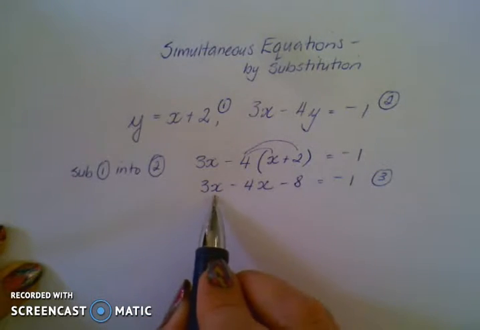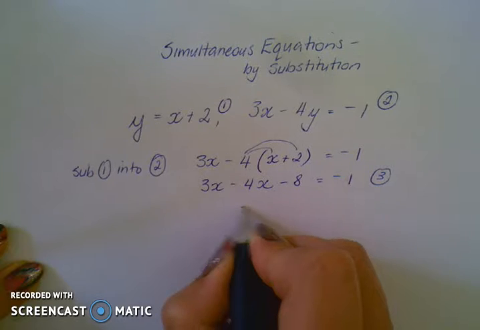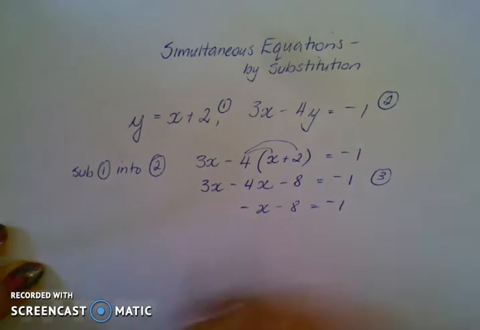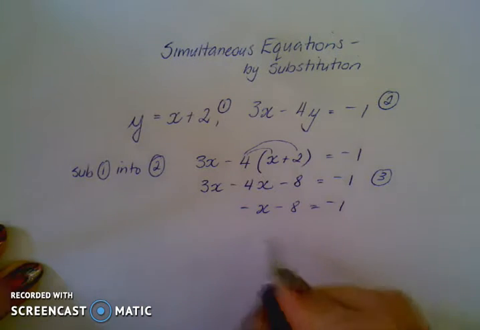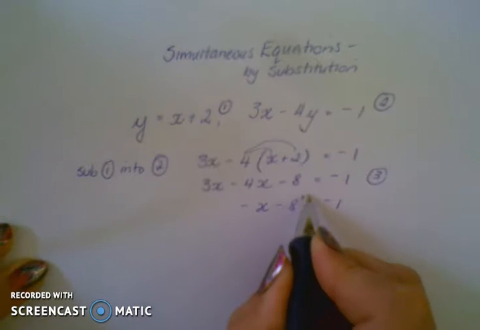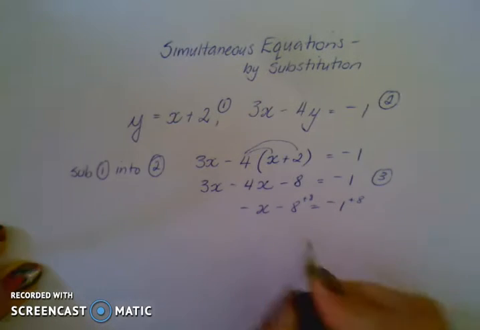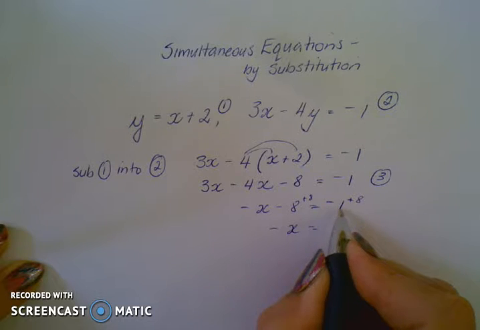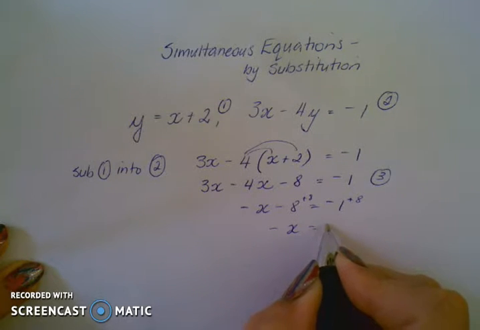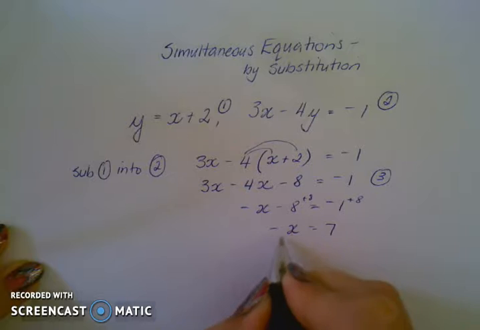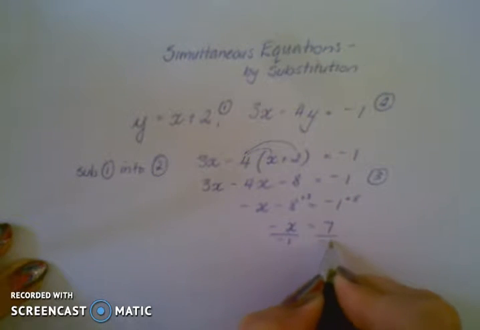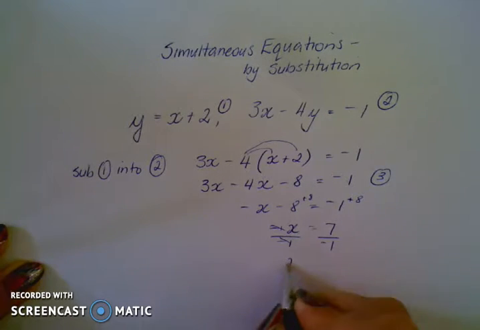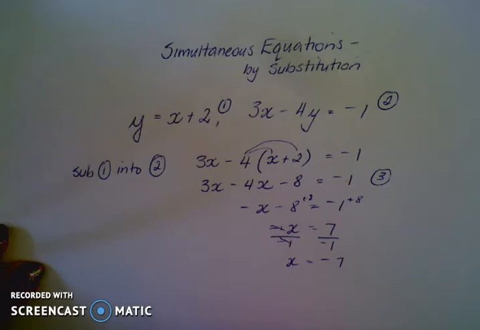So 3x minus 4x gives us negative x, minus 8 is equal to negative 1, so all we've done is simplified there. So if we add 8 to both sides, that will give us negative x is equal to negative 1 plus 8, which is positive 7. And now we're going to divide both sides through by negative 1 because those negative 1s here will cancel, and we get x is equal to negative 7.